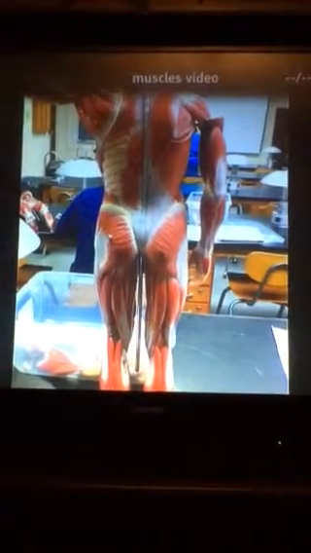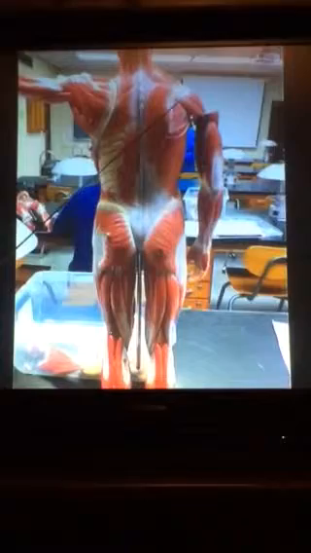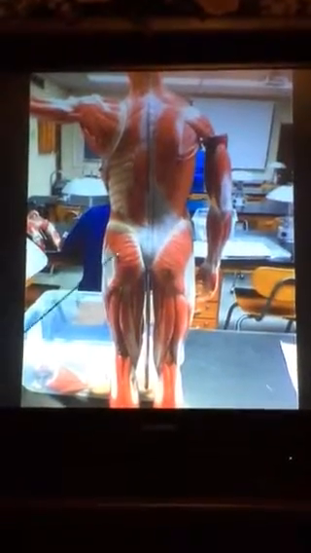And once again, we see the posterior view of the body, where you see the trapezius, the infraspinatus, the latissimus dorsi, the teres major, the deltoid, the gluteus maximus, the gluteus medius.